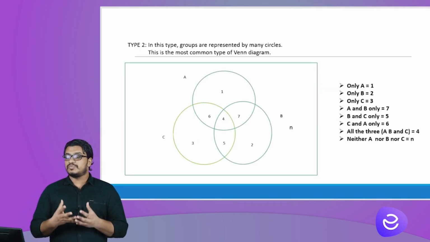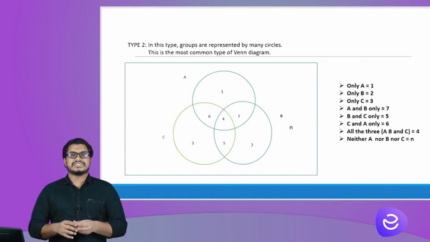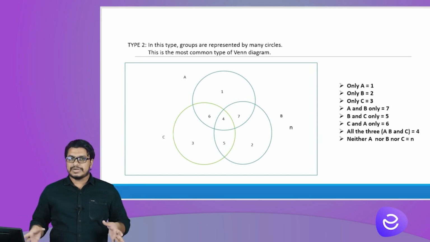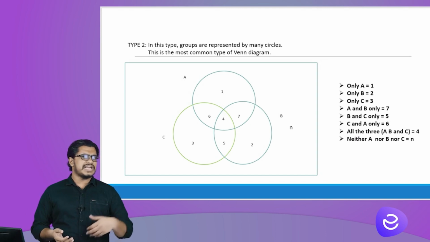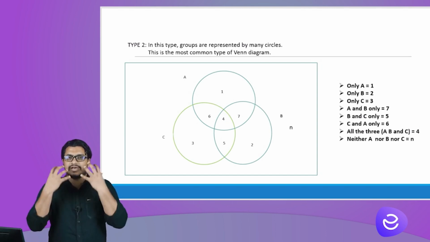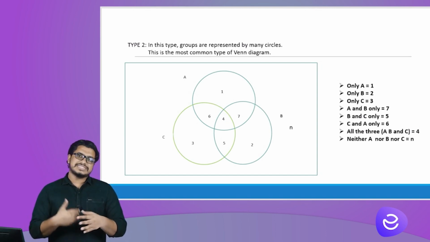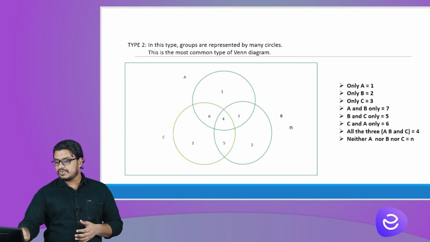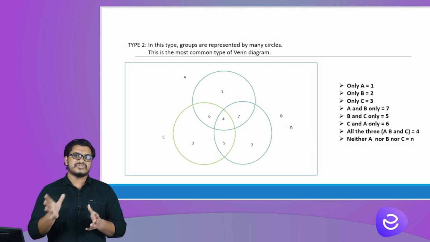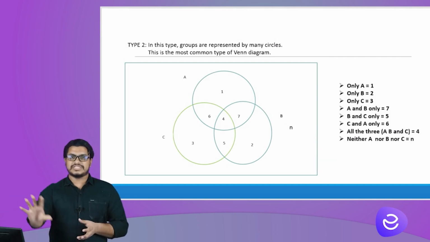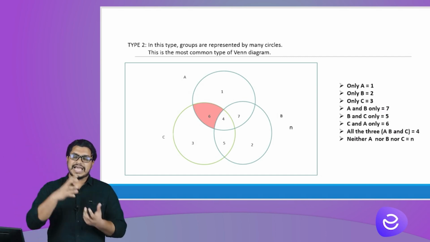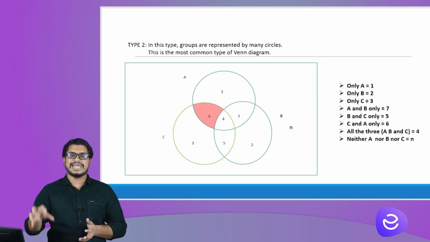In this type, groups are represented by many circles. So instead of using a triangle and rectangle and all, we use many circles, and this is the most common type of Venn diagram that we use for logical reasoning as well as for mathematical operations. So normally when we say Venn diagram, we think of circles. So here also, this is similar to the other diagram. So here we can see 1, 2 and 3. 1 means the letter A, 2 means the letter B, and 3 means the letter C, and then we have combinations of all those. You can see here the number 6. It means the circle A as well as circle B.